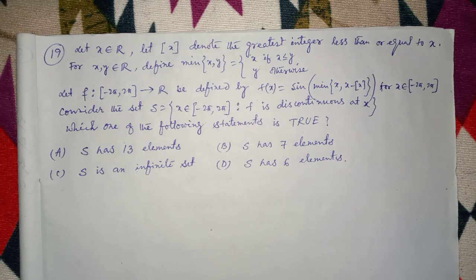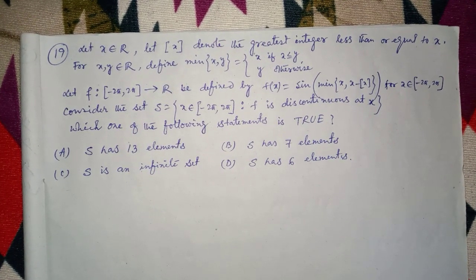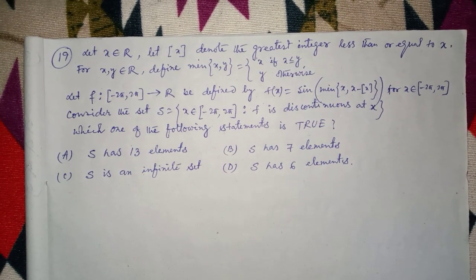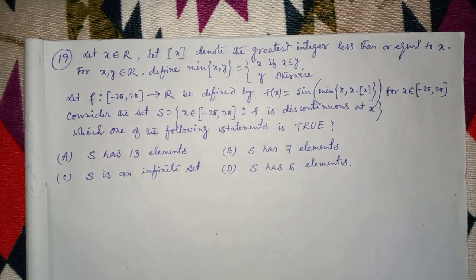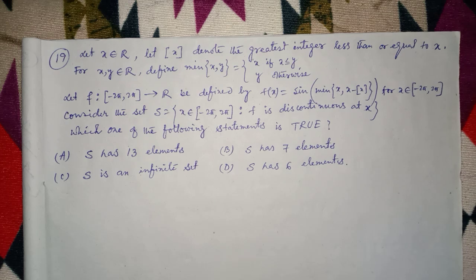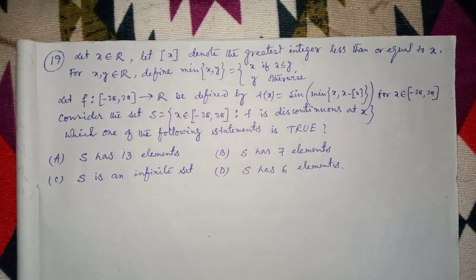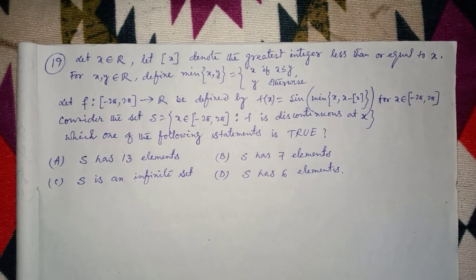Dear students, now we solve question number 19 from the question series of IIT JAM 2024 mathematics question paper, and this question is given from real analysis, continuity of a function, and the question is, let x belongs to the set of real numbers R. Let box x denote the greatest integer less than or equal to x.